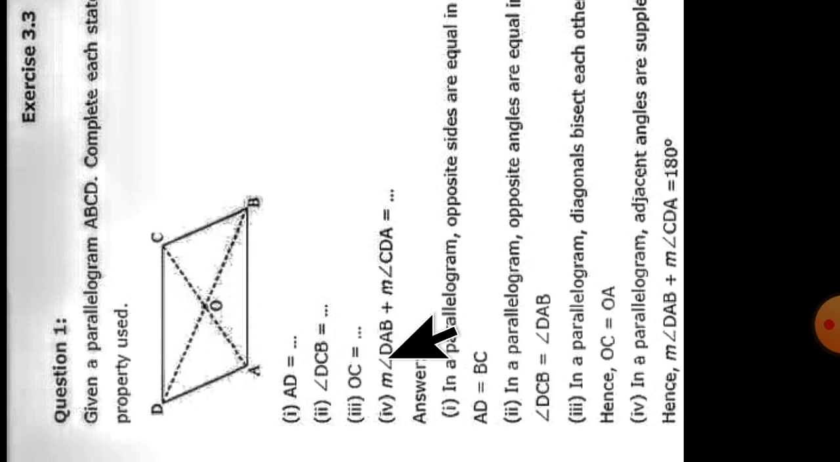Now measure of angle DAB plus measure of angle CDA. Now these two angles are adjacent angles, and adjacent angles are supplementary. Supplementary means the total of the two adjacent angles is 180 degrees. So measure of angle DAB plus measure of angle CDA is equal to 180 degrees.